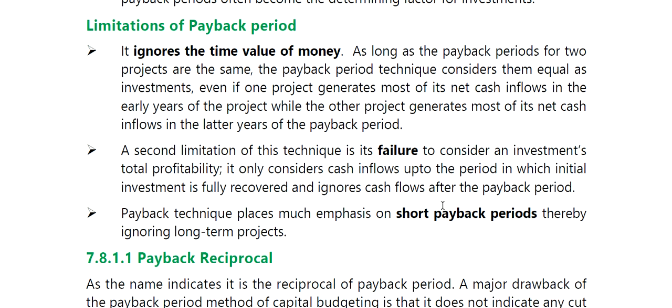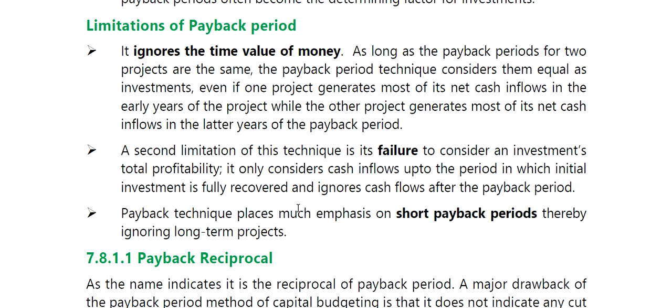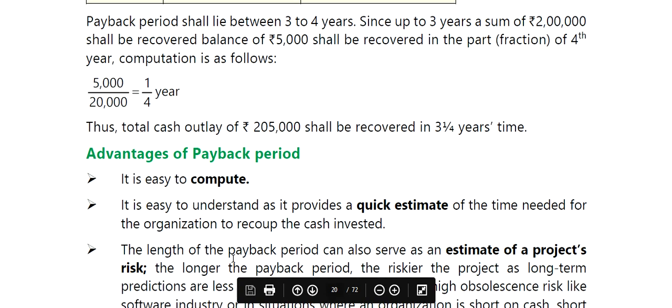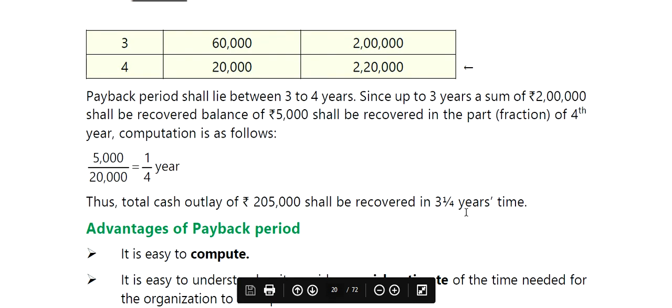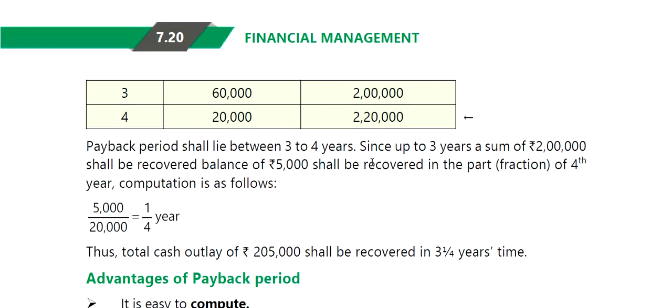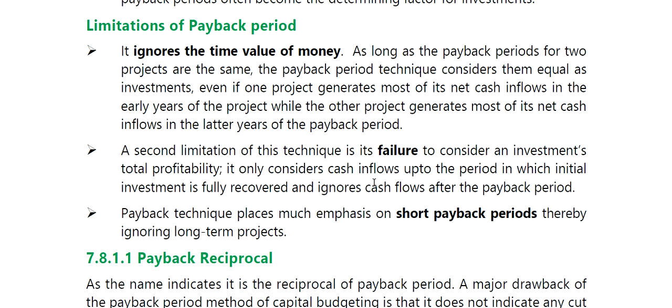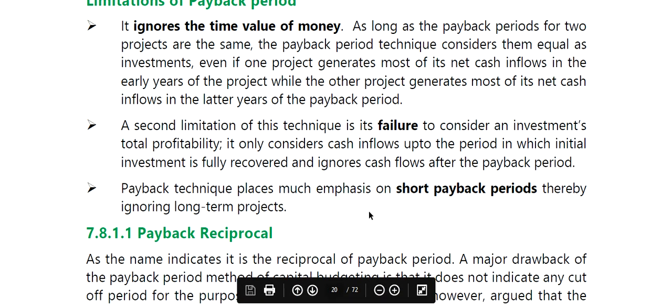The second limitation of this technique is its failure to consider the investment's total profitability. It only considers the cash inflows up to the period in which the initial investment is fully recovered and ignores the cash flows after the payback period. Correct, right? We consider only whatever is received up to 2,05,000, which is the 3.25 years. What about the others? We require the profit. How many years can we generate? What are the other periods? That is very important, but this is a major limitation of the payback period. Last one: the payback technique places much emphasis on short payback periods, thereby ignoring long-term projects. Correct.